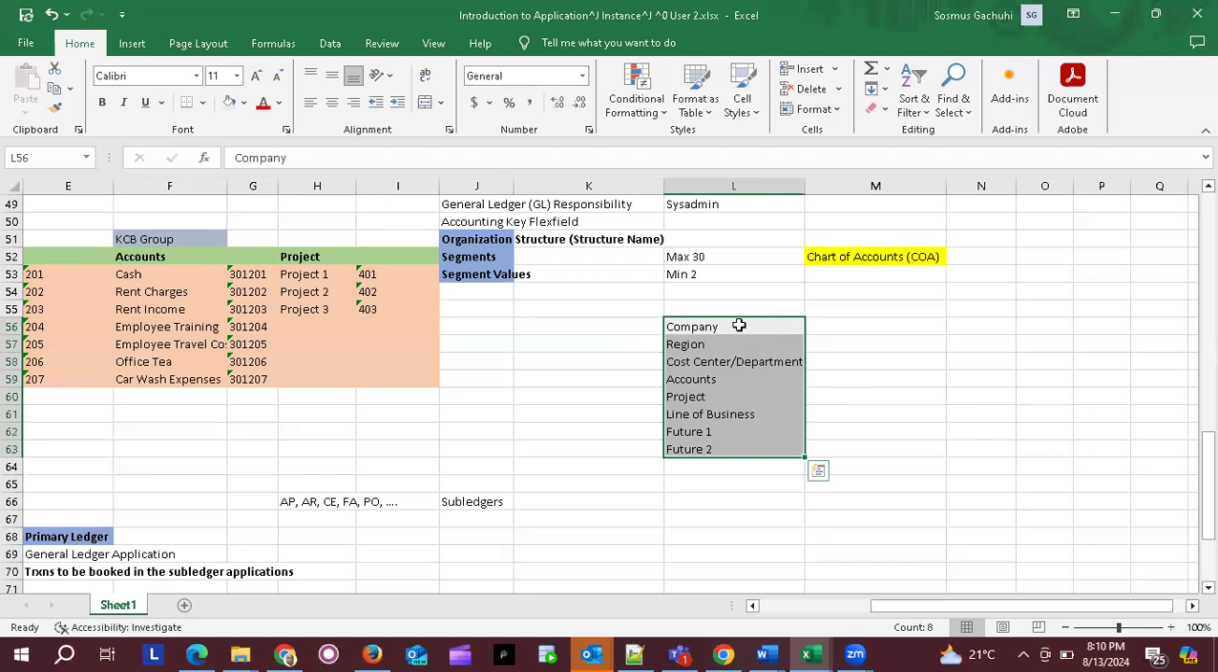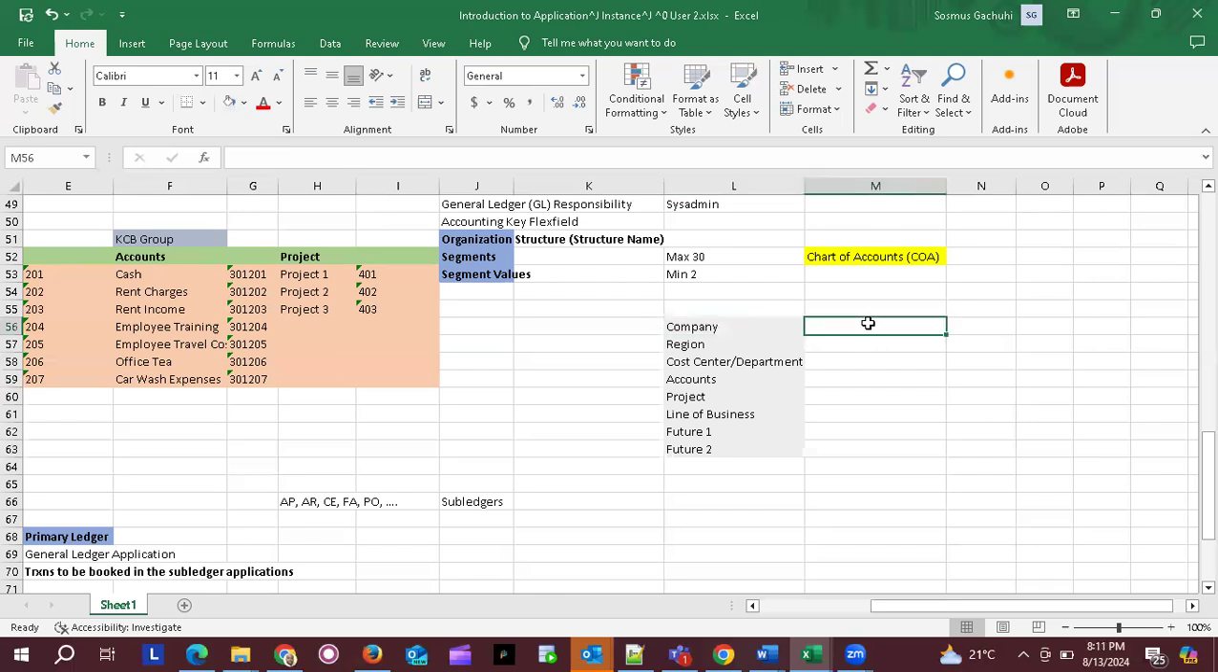Because when we are defining or designing the chart of account, you have to understand why do we have company, why do we have region, why do we have cost center and accounts and the rest. So understanding this and why the business or client requires them will help you to advise the business, no, you don't need all this.